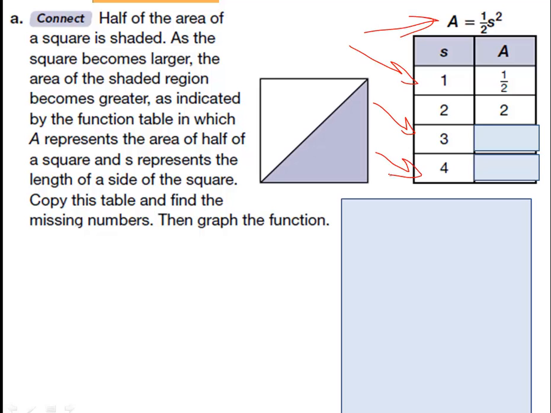Go ahead and pause the video. Then once you do that, what I want you to do down here or over here, doesn't matter, or on a piece of paper, is graph what you have and see what the graph looks like, okay? Go ahead and pause the video.